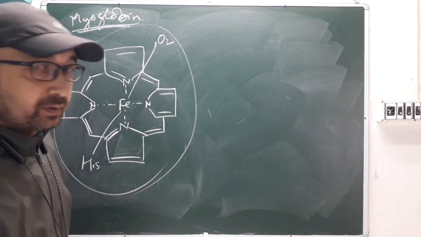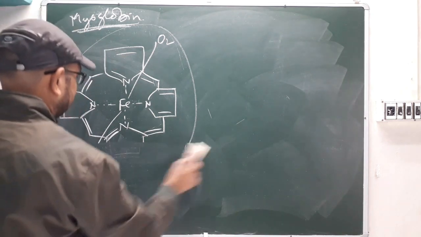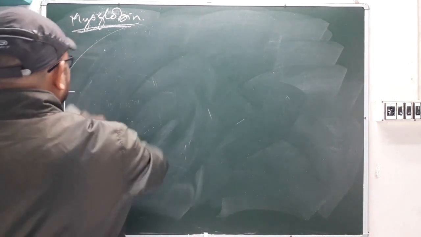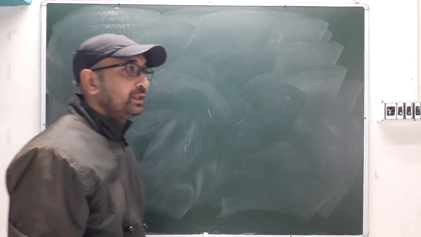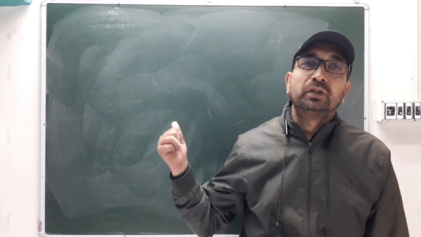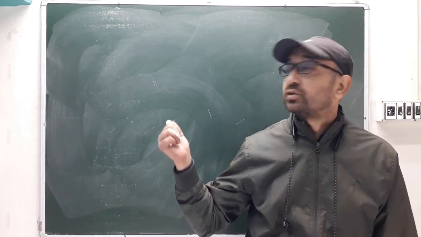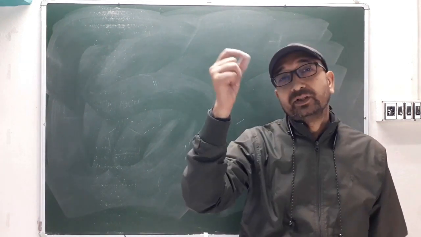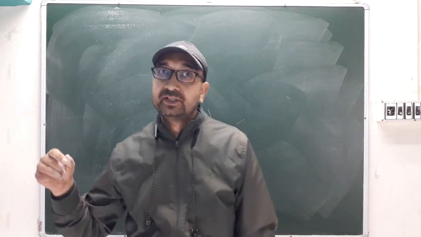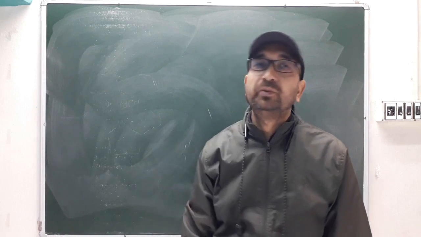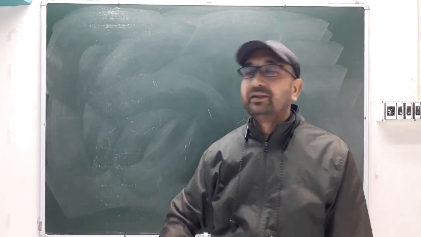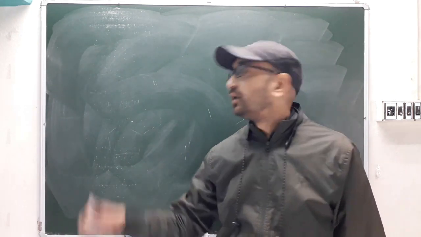Next we'll see hemerythrin. We'll see how the structure is, but this structure you need not remember. Just look 1 or 2 times, because in the examination you will have 4 options, so based on that you can easily identify. Suppose they are asking for hemoglobin, which is the central metal, so iron. For myoglobin, which is the central metal, iron.